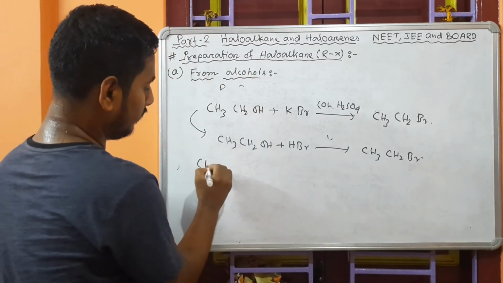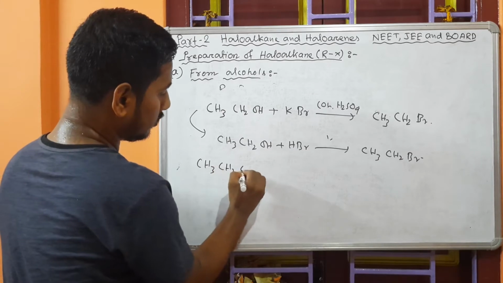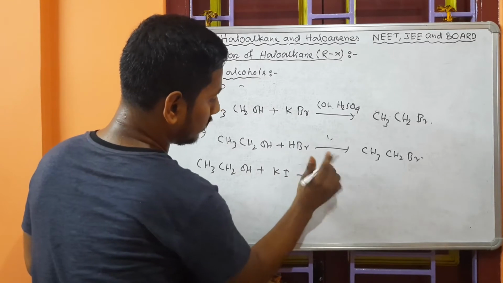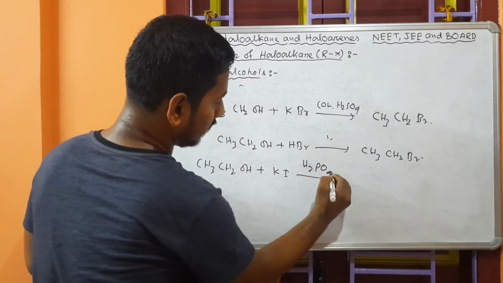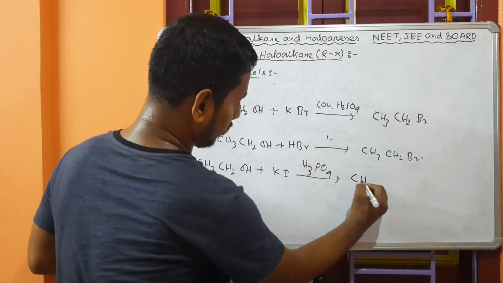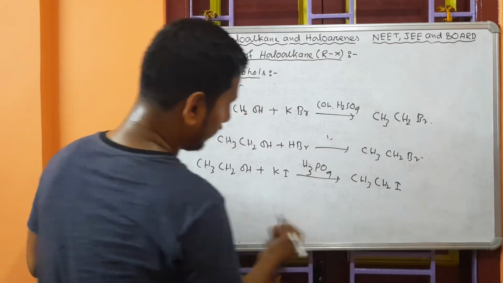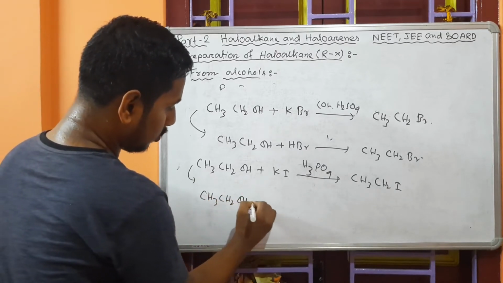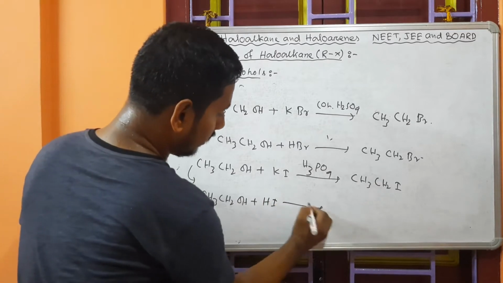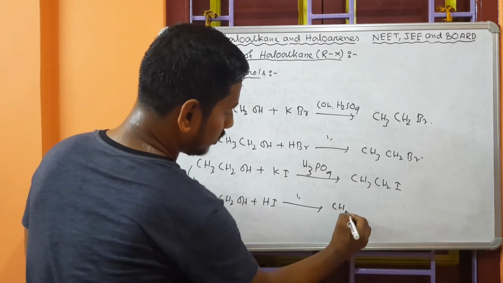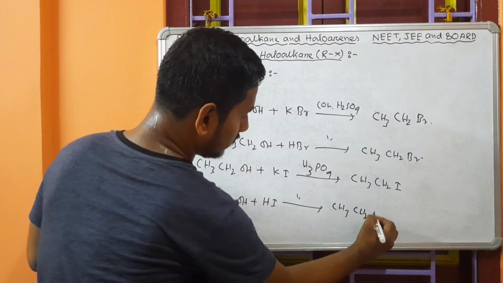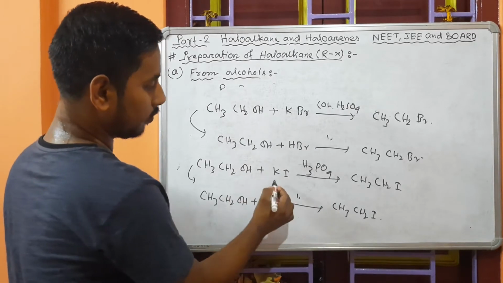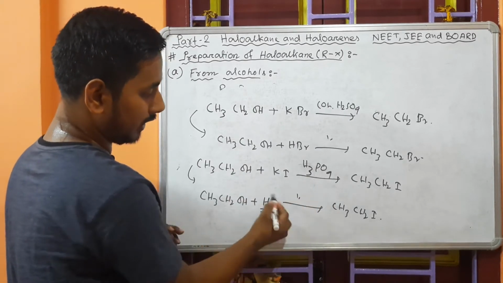And say if you have CH3CH2OH in presence of KI and H3PO4, phosphoric acid, and you get the product CH3CH2I. You can write the same reaction as CH3CH2OH plus HI in presence of H3PO4, then you get CH3CH2I. Remember, this HI forms in situ when KI and H3PO4 react with each other and form HI.